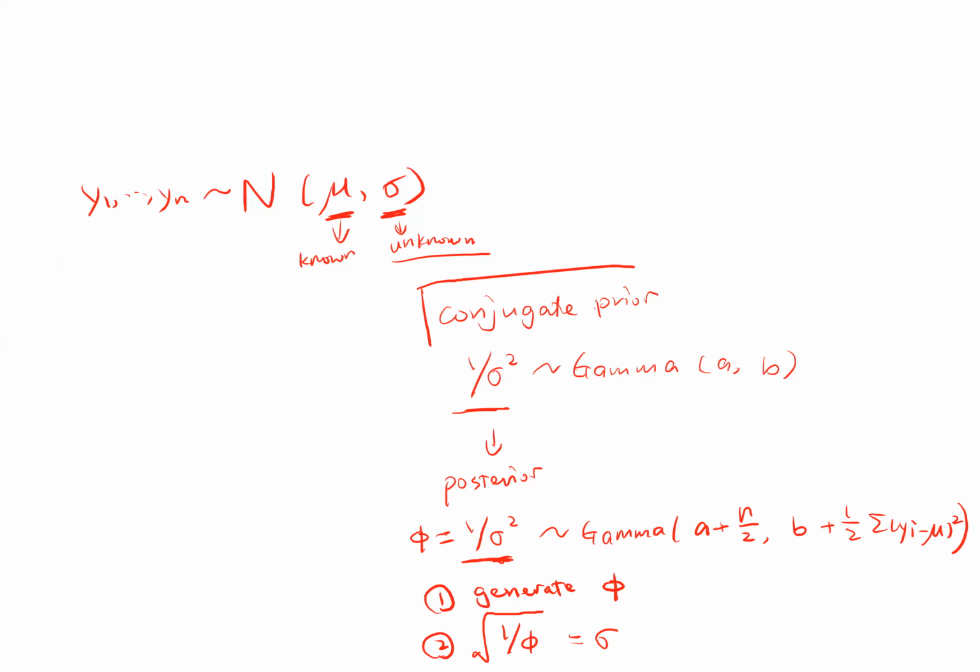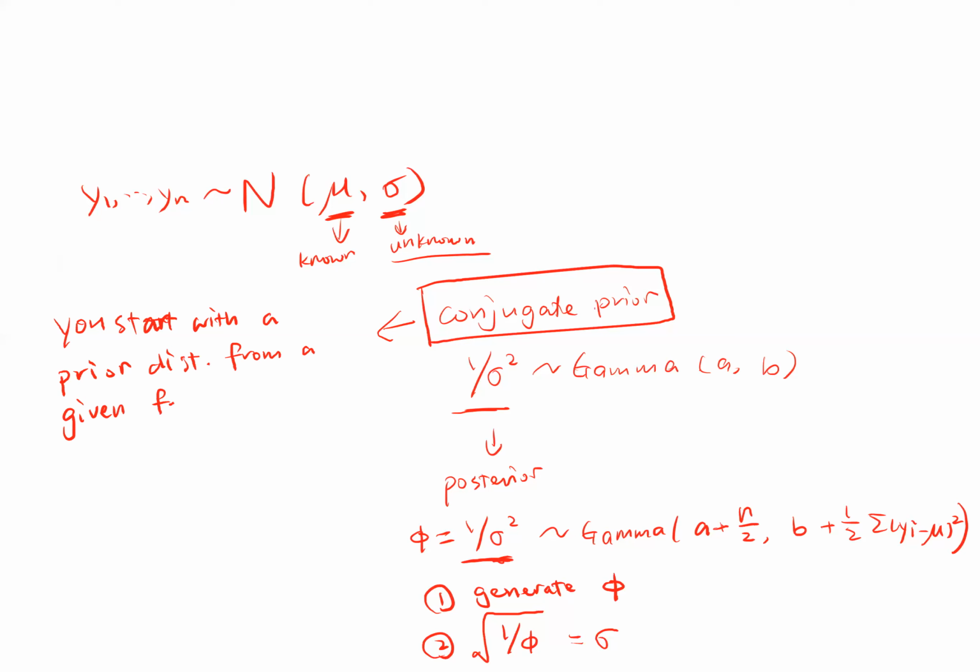Sure. So conjugate prior, by definition, is if you have a conjugate prior, then you start with a prior distribution from a given family, like beta or gamma or normal, and once you derive your posterior distribution, it comes from the same family.